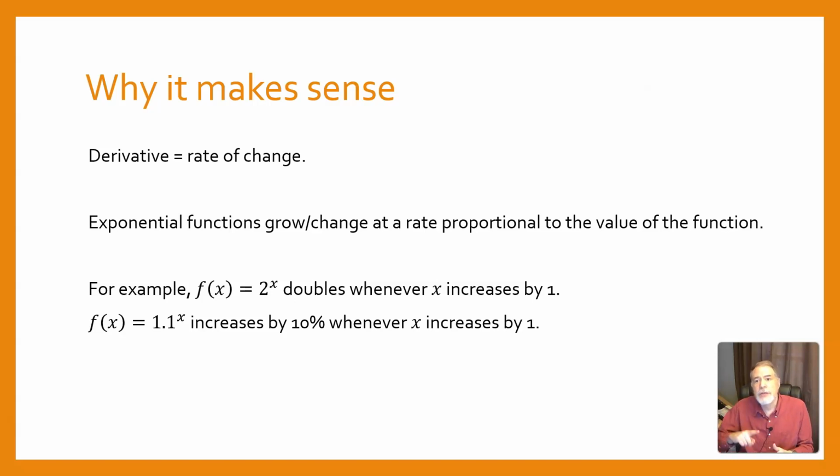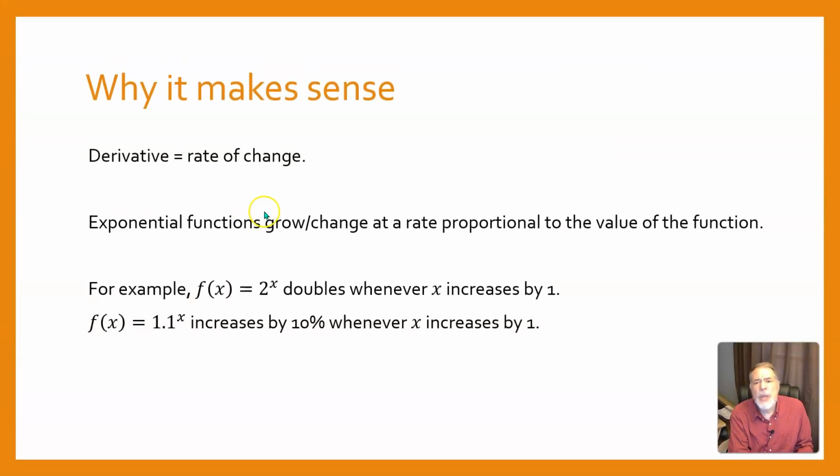So if x goes from 1 to 2 to 3 to 4, 2 to the x power goes from 2 to 4 to 8 to 16. So it doubles in size every time x just goes up by 1. If you had 1.1 to the x, that would increase by 10% each time x increases by 1. But all of these exponential functions where you have some number to the x power, it increases at some percent, maybe 10%, maybe 100%, but some fixed percentage of the value of the function. So the bigger the value of the function is, the more it increases by, or the more that gets added on every time x just goes up by 1.